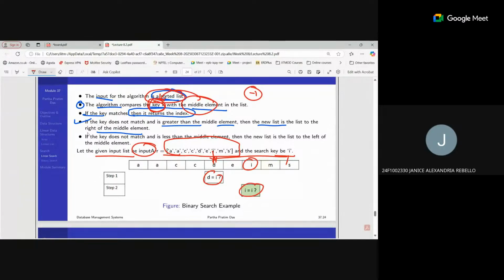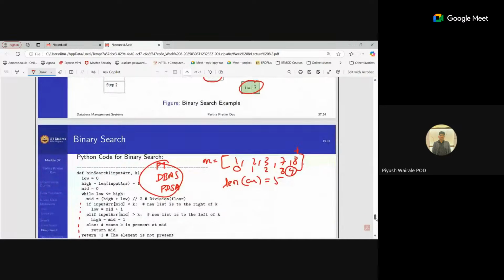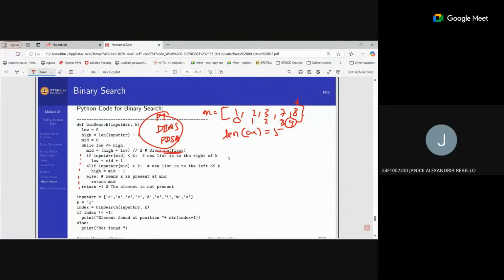So if the middle point is a decimal number, then we take the floor value. Okay, floor value, floor division is there, right? Okay, okay.